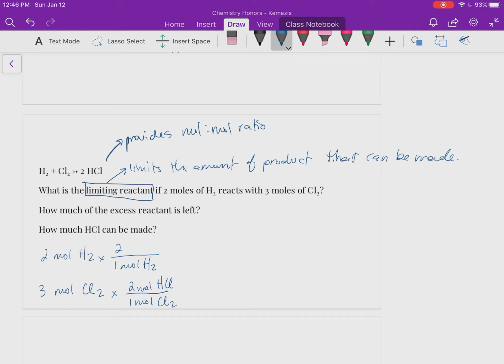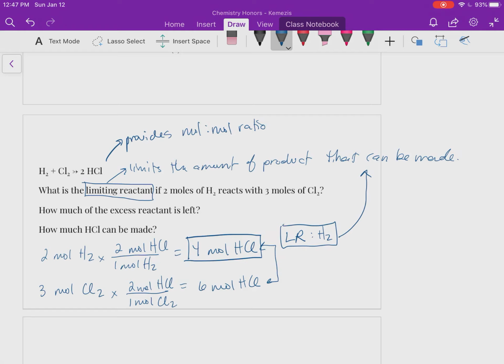Remember, we have to have 2 parts to our unit. We're talking about moles, but more specifically moles of HCl. So with this, notice that we turned both of them to the same substance, right? We turned them both to hydrochloric acid so that we can compare and say, okay, this is the least amount of HCl that can be made. So the limiting reactant, or capital LR for abbreviation, the limiting reactant is H2 because, again, it limits the amount of product that can be made.